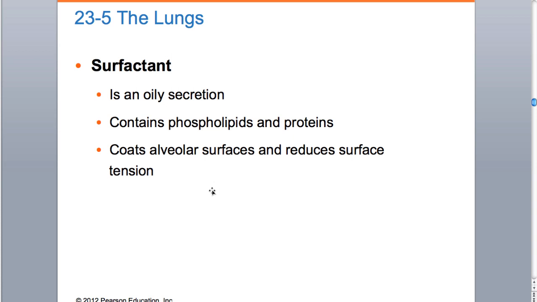Now, where does this play a role? It plays a role in premature babies. In premature babies, they do not produce this surfactant, this detergent. And since it's very poorly produced in the premature baby, every breath that they take in trying to expand that alveoli sac becomes very painful.